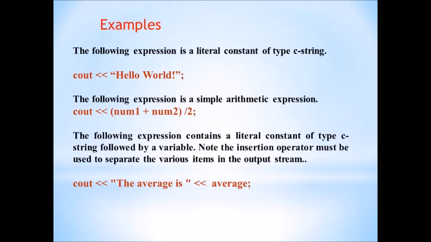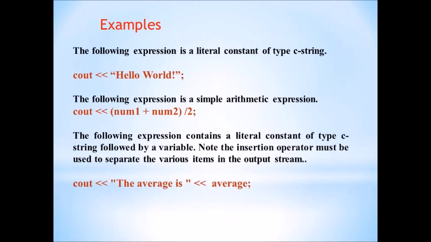In the first example, the text hello world is displayed on the screen using the cout statement. Similarly, in the second example, there is some expression, some evaluating expression. So that expression is to be displayed on the screen as the final result. And the third one, the insertion operator must be used to separate various items in the output stream. If you have to calculate an average in your program, and finally the average is the result, you want to display that result.